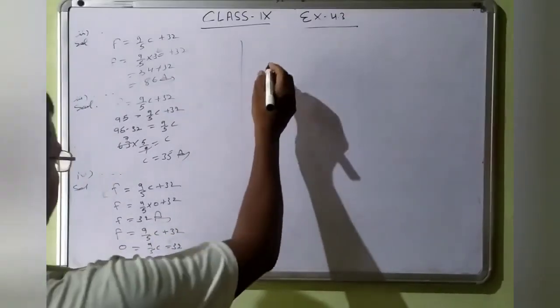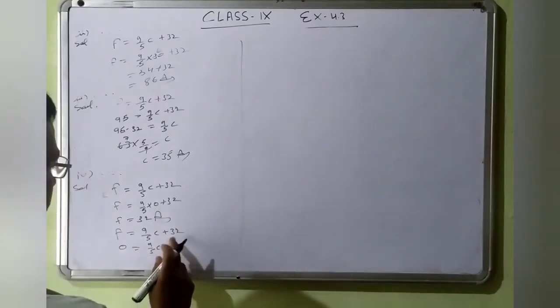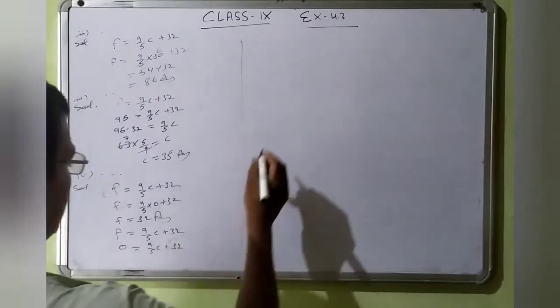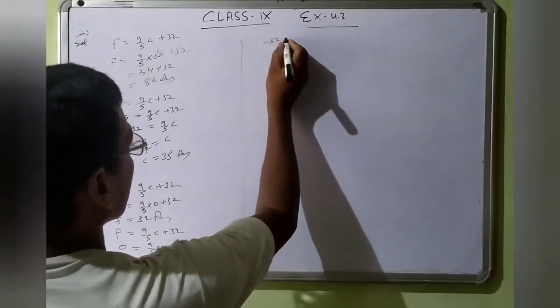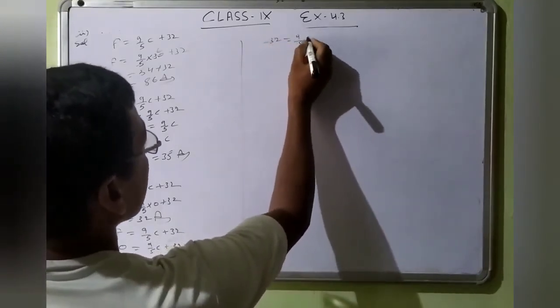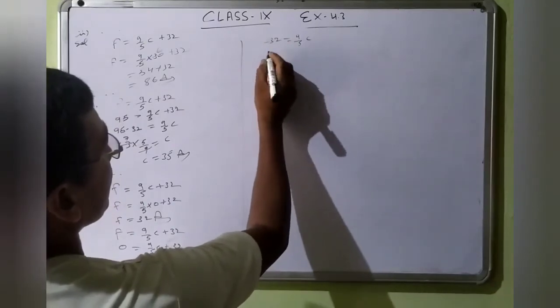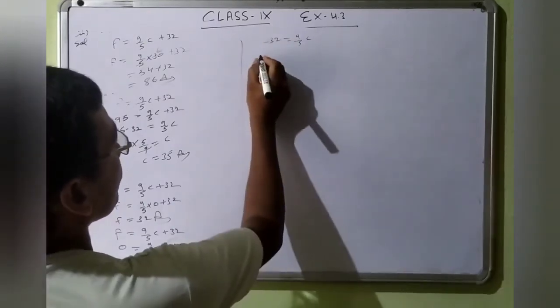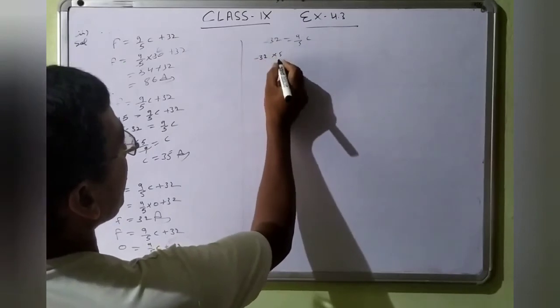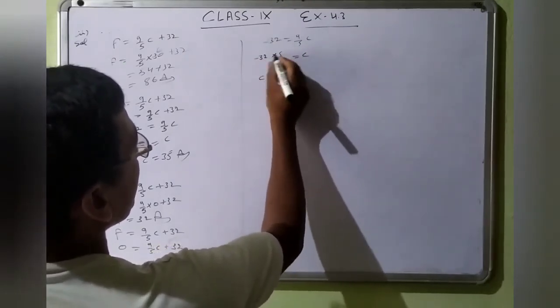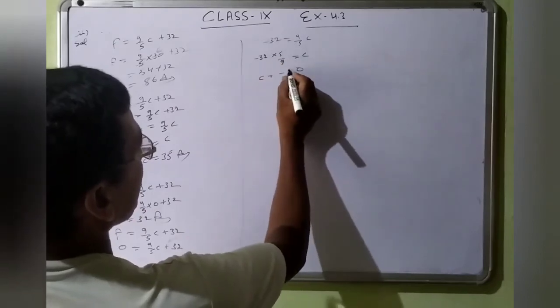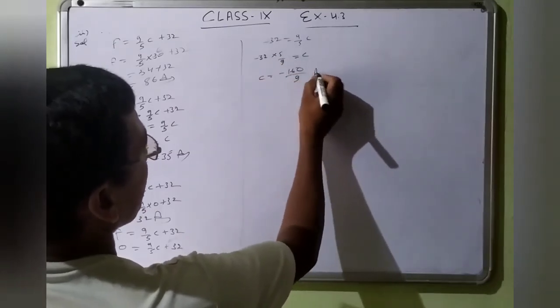See here now. Minus 32 is equal to 9 upon 5 C, by the interchange. Minus 32 into 5 upon 9 is equal to C. So C is equal to minus 5 twos are 10, 5 threes are 15, 160 upon 9. That is the answer.